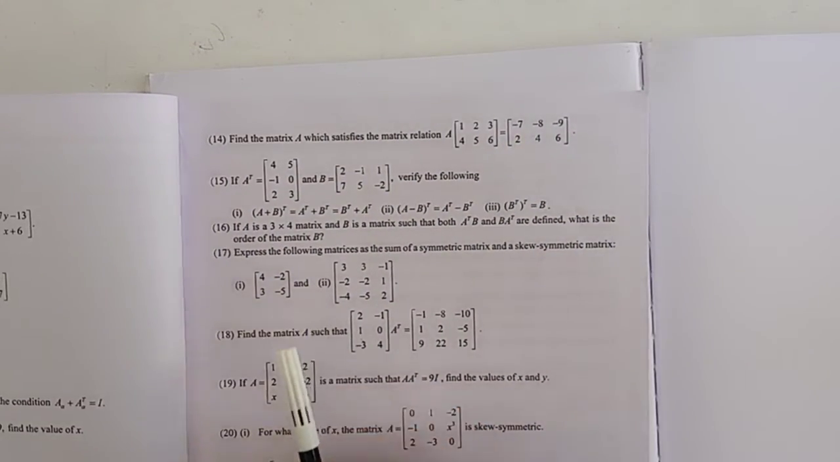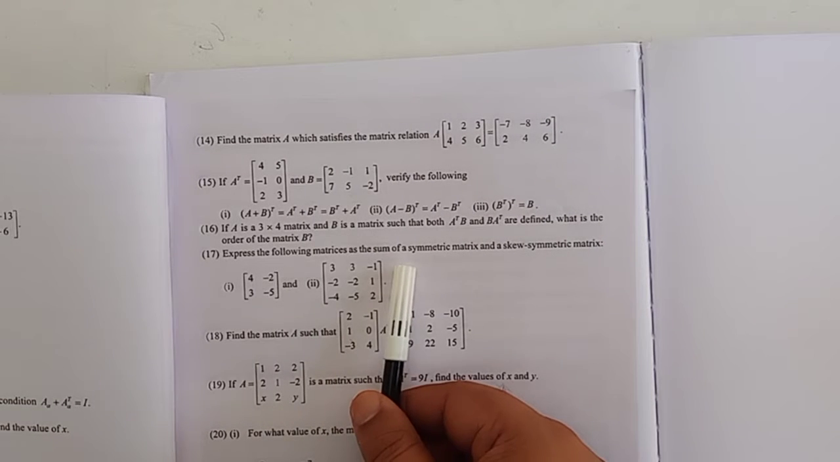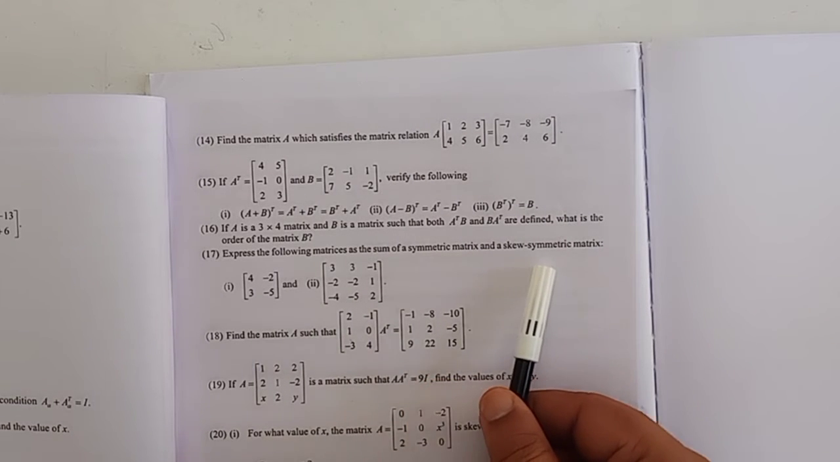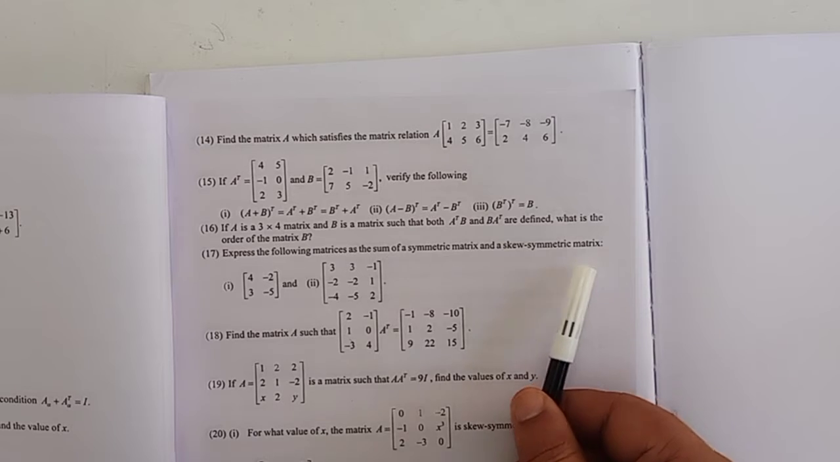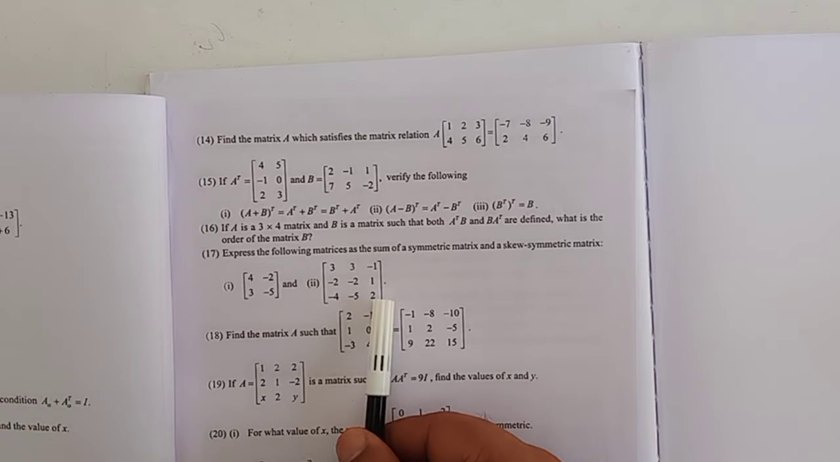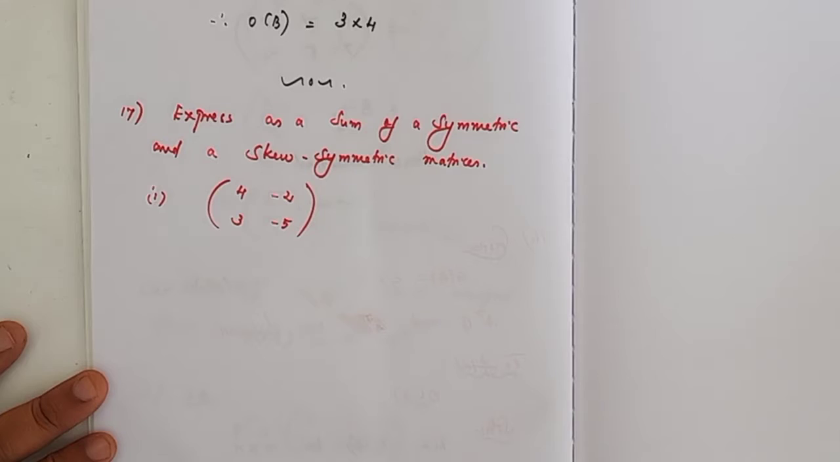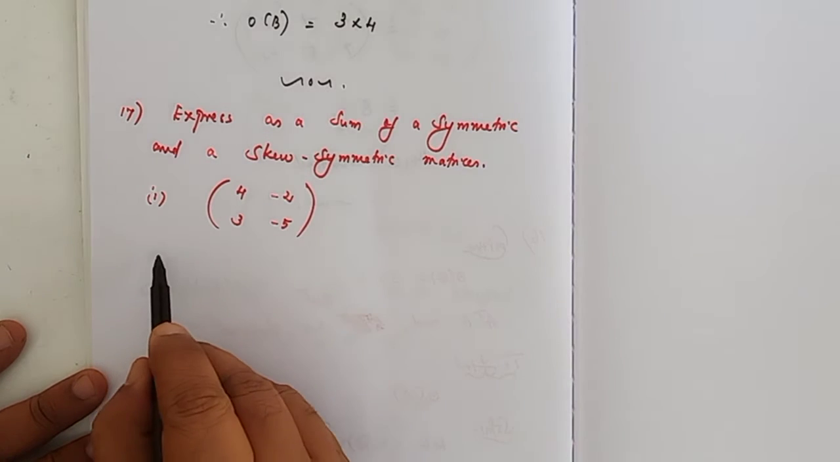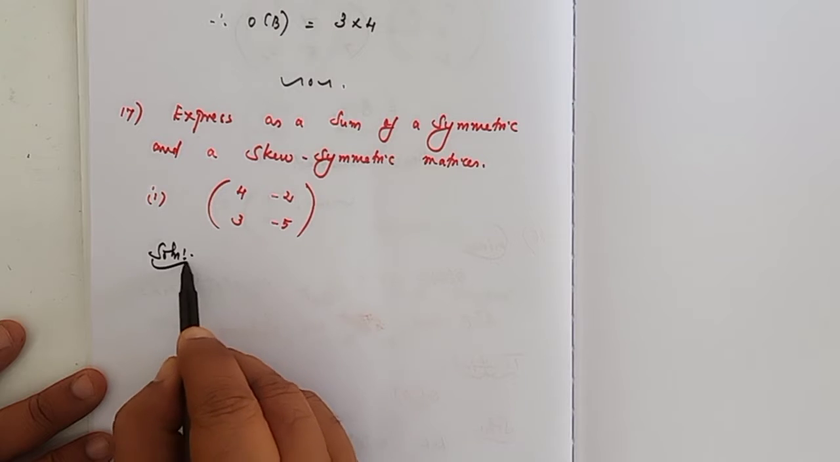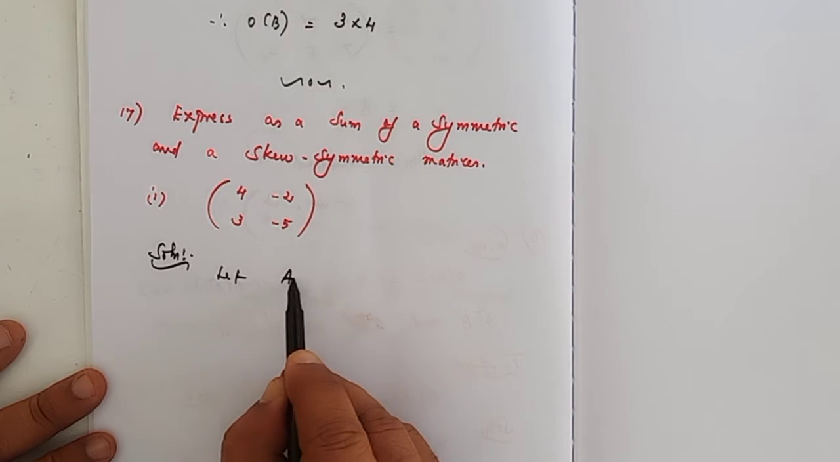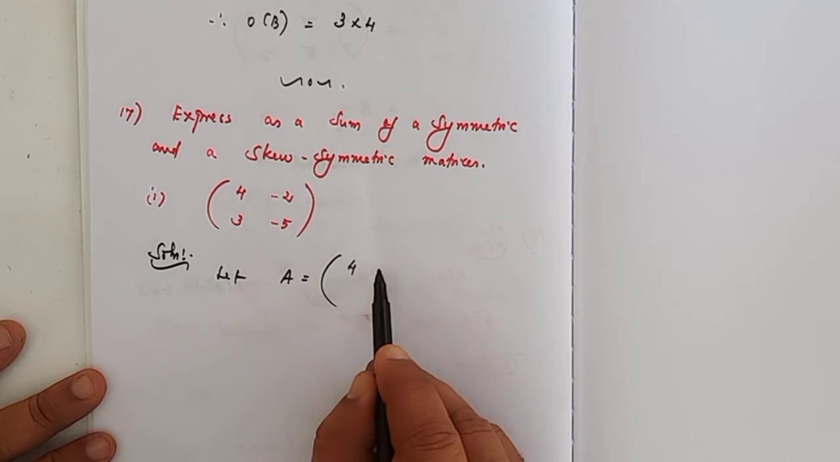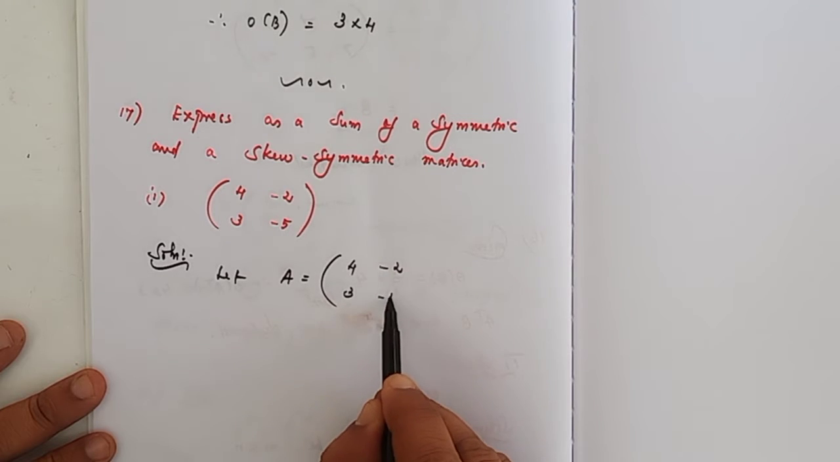Express the following matrices as a sum of a symmetric matrix and a skew symmetric matrix. We have two subdivisions, we can do one by one. Subdivision number 1 first. Subdivision number 1. I consider the matrix as A that is equal to [4, -2; 3, -5].